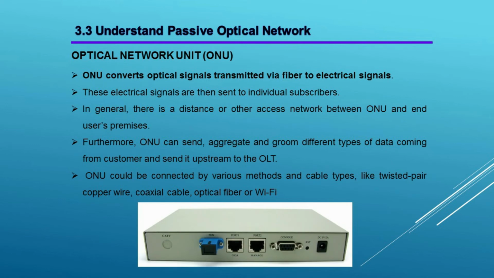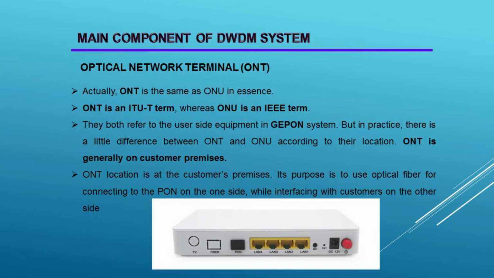Optical network unit, ONU. The ONU converts optical signals transmitted via fiber to electrical signals. These electrical signals are then sent to individual subscribers. In general, there is a distance or other access network between the ONU and the end user's premises. Furthermore, the ONU can send, aggregate and groom different types of data coming from the customer and send it upstream to the OLT. The ONU could be connected by various methods and cable types, like twisted pair copper wire, coaxial cable, optical fiber or Wi-Fi.